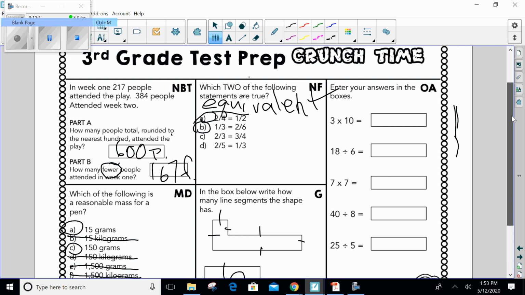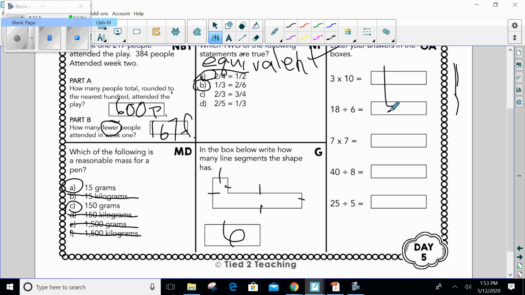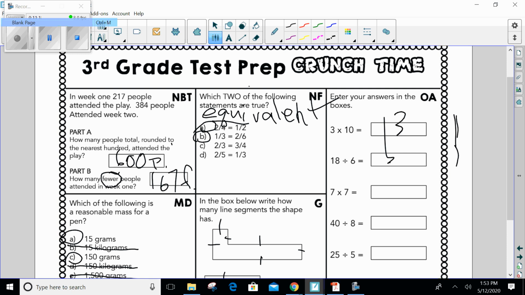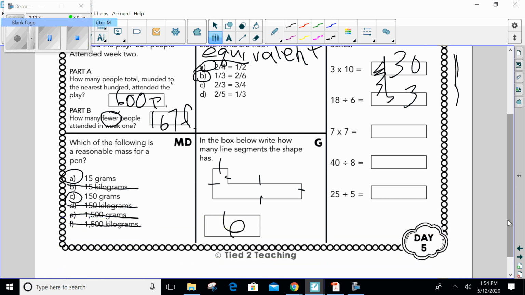3 times 10, you better know that one. It is, oh, goodness, sorry, 30. 18 divided by 6. 6 times what equals 18? It is 3. Very good. The next one, 7 times 7. 49.